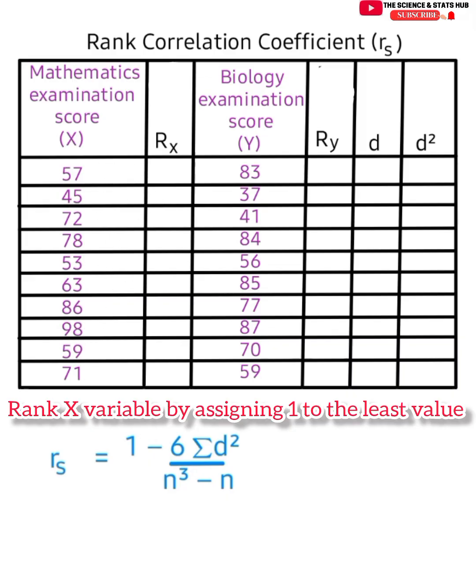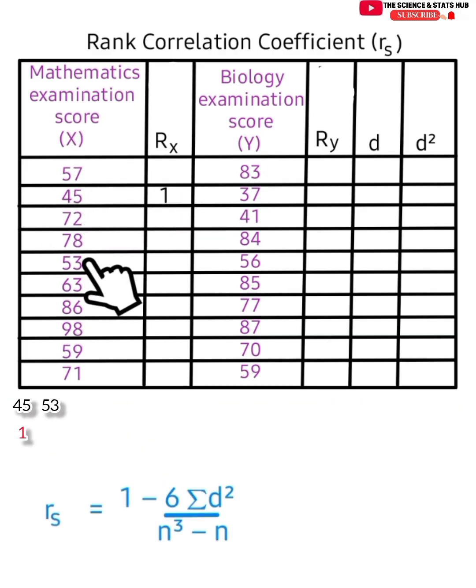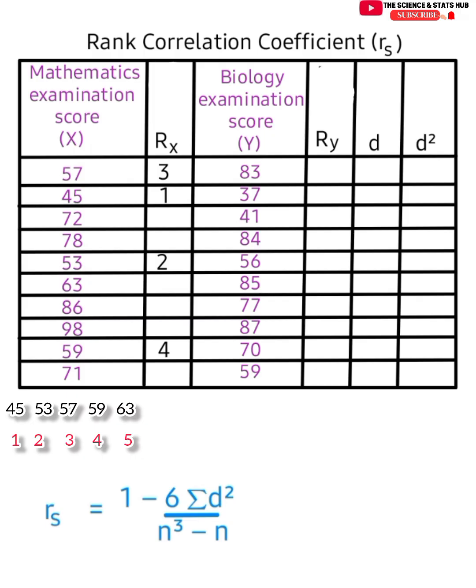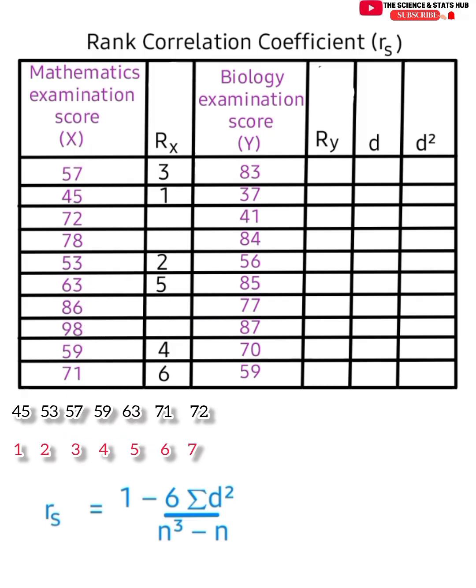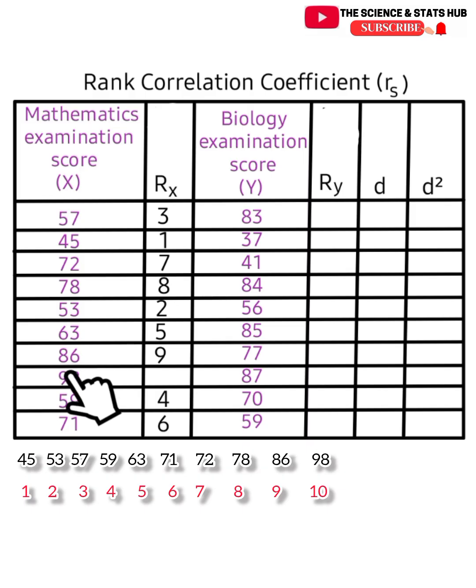Looking at our data here, the least value on the x variable is 45, so we assign rank 1 to 45, followed by 53, which takes the rank of 2. 57 takes the rank value of 3, 59 takes the rank value of 4, 63 takes rank 5, 71 takes the rank value of 6, 72 takes the rank value of 7, 78 takes the rank value of 8, 86 takes 9, lastly 98 takes the rank value of 10.